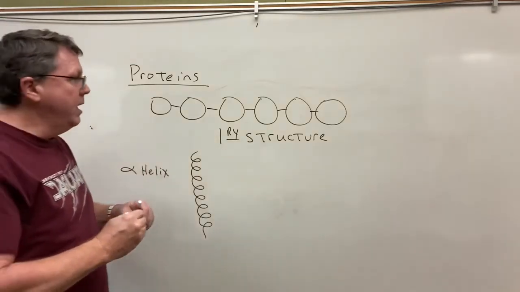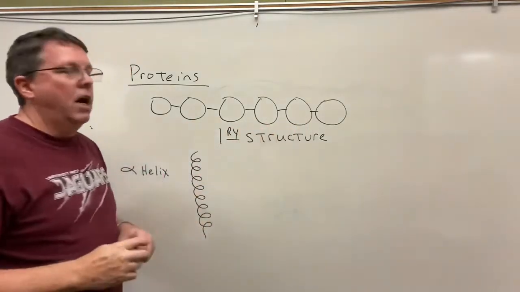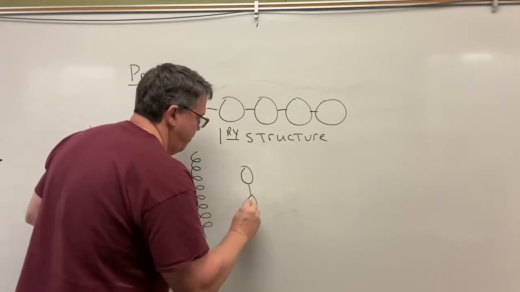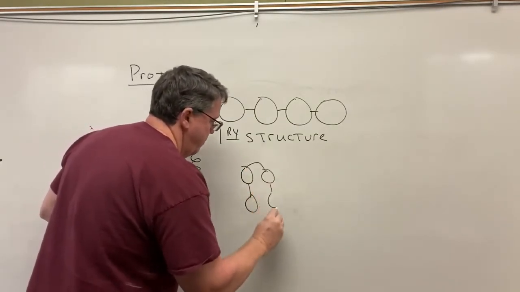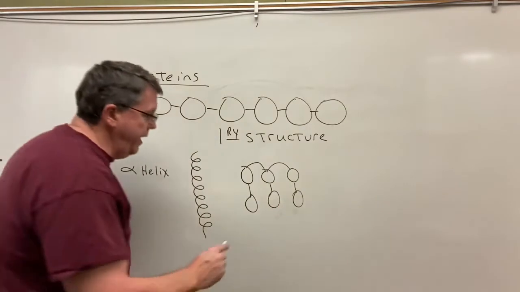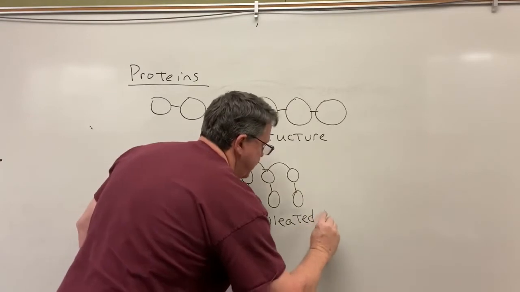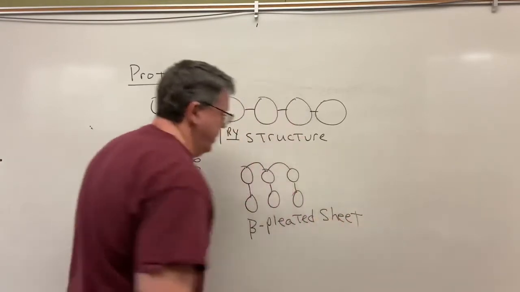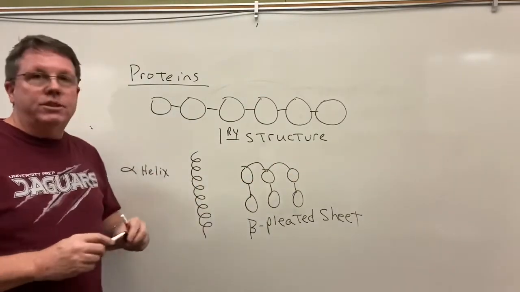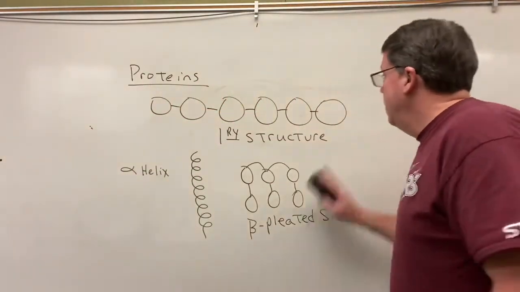Okay? The other thing it can do is it can bend, and we can actually get amino acids lined up next to each other. So it looks something like this. Okay? We call this the beta pleated sheet. Okay, that's a beta pleated sheet. So they're lined up next to each other. This is lined up as if it's twisted. So now, let's take a look at what goes on in the brain. I'm going to erase this real quick.